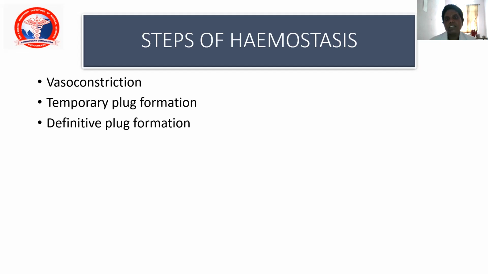But in major bleeding, wherein the artery or the internal vessels are bleeding, there is no other option. We have to do some interventions like surgical suturing in order to stop the bleeding. But in case of minor bleeding, the inner hemostatic mechanism itself is enough to stop the bleeding. So, coming to hemostasis, we have to understand the steps of hemostasis. And the first initial step of hemostasis is vasoconstriction.